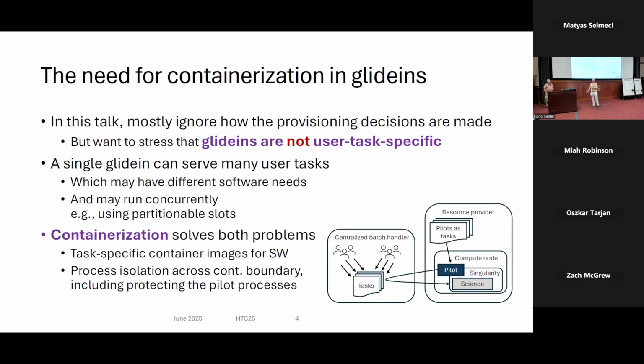Now, for the purpose of this talk, I will not talk about how we decide where or when to send them, but I want to stress that glideins are not user task specific, and I will mix task and job here just to make some people who like naming mad, but that's fine. Job specific, if you want. When we send a glidein, it's not tied to a specific user and it's not tied to a specific job. You send a glidein, it starts up, and it can pick any user and any job.